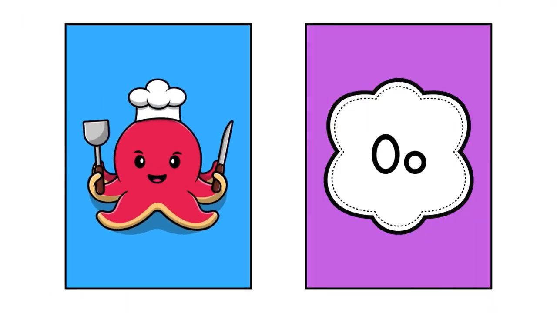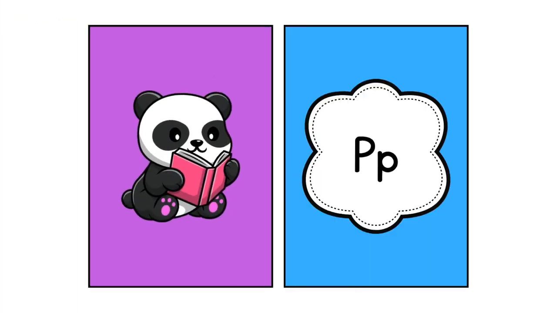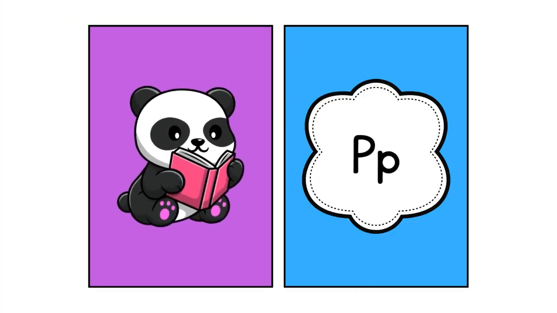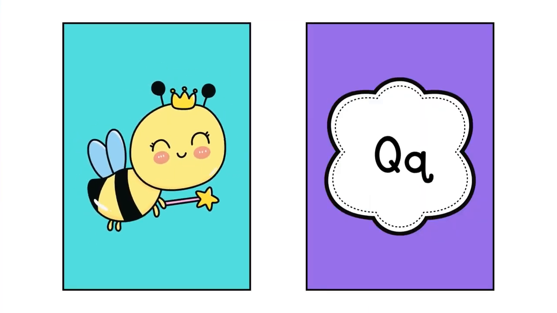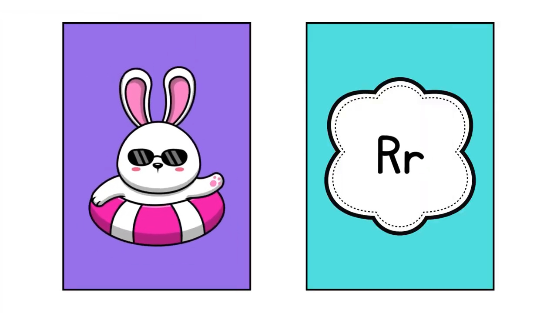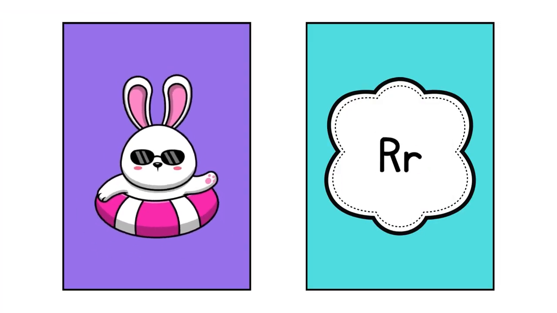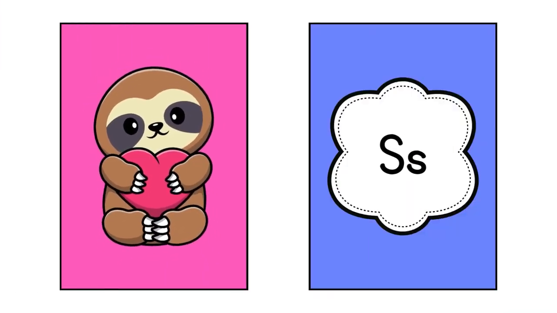O is for octopus. P is for panda. Q is for queen bee. R is for rabbit. S is for sloth.